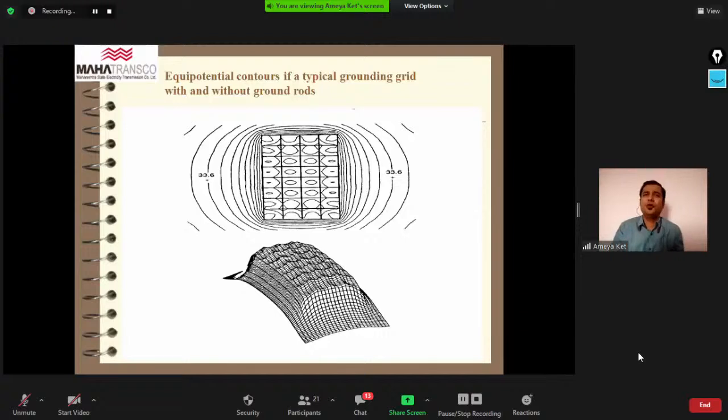Now, as per IS 3043, here are the equipotential contours for a typical grounding grid with and without ground rods. Without respect to the voltage level of the site, it is a general representation of the rise in surface potential. At the upper end of the screen you will see a proper distribution of equipotential contours with the help of earthing. And if earthing is not available, what happens? The potential difference may be felt by the site, and the rise in surface potential you can see on the second.